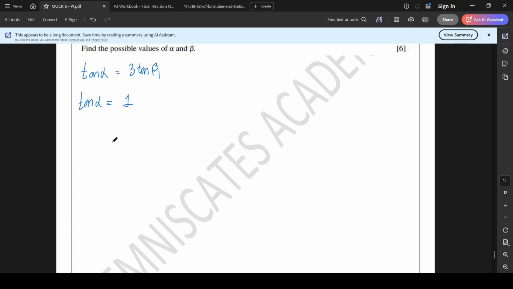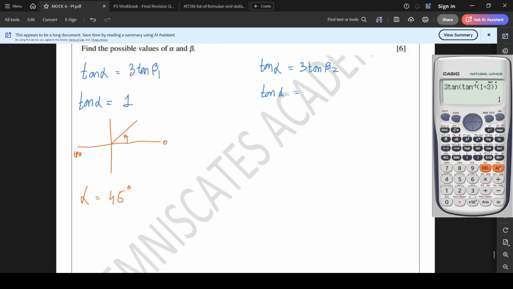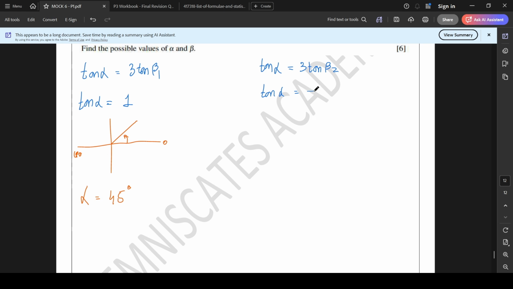Now if I draw my ASTC diagram over here for this, my tan is positive in the first quadrant in between 0 to 180 degrees. So this is simply 45 degrees. I know that tan inverse of 1 will be 45 degrees from here. And the other thing you can do is tan alpha is equal to 3 tan beta 2. So this is same as writing tan alpha is equal to 3 tan of the beta 2 value, which was 135. So I'll just write tan of 135 and it will come out as minus 3.